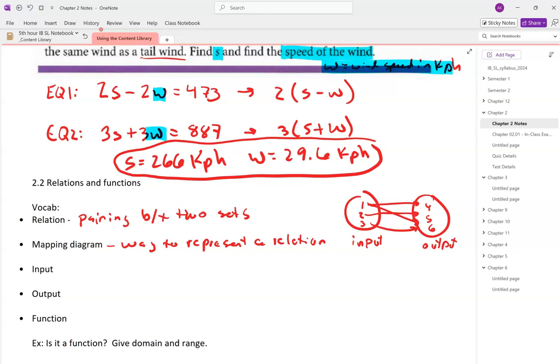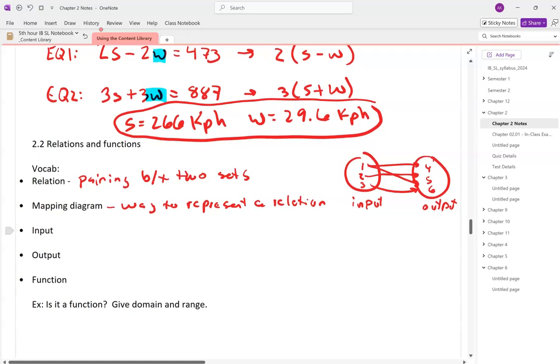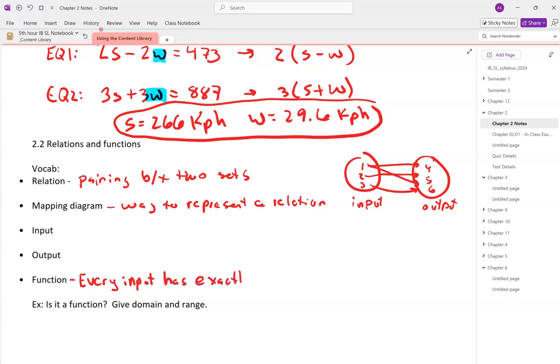You guys remember mapping diagrams, what those looked like? Yeah. Okay. So the input is kind of like the domain. The output is like the range. What's the difference between a function and a relation? Every input has exactly one output.